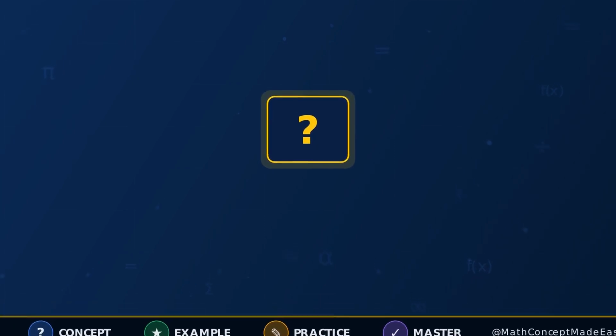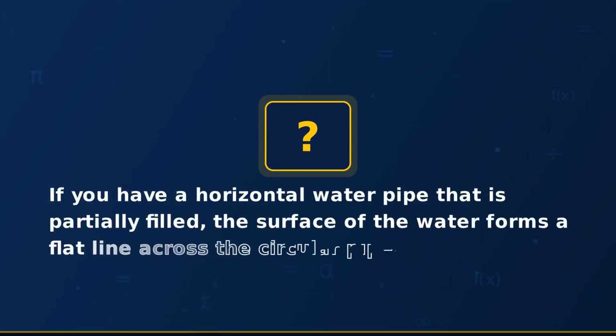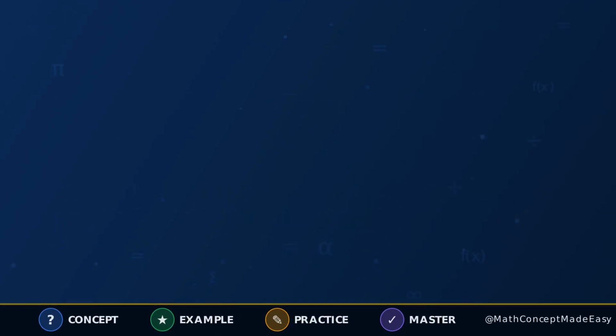Here is a little mystery before we start. If you have a horizontal water pipe that is partially filled, the surface of the water forms a flat line across the circular pipe. Hold that thought, because today it becomes mathematics.